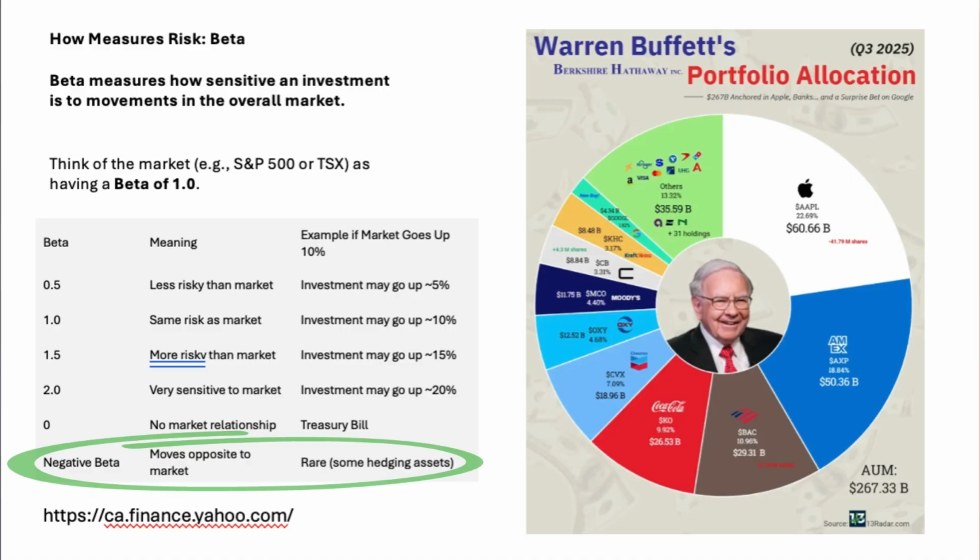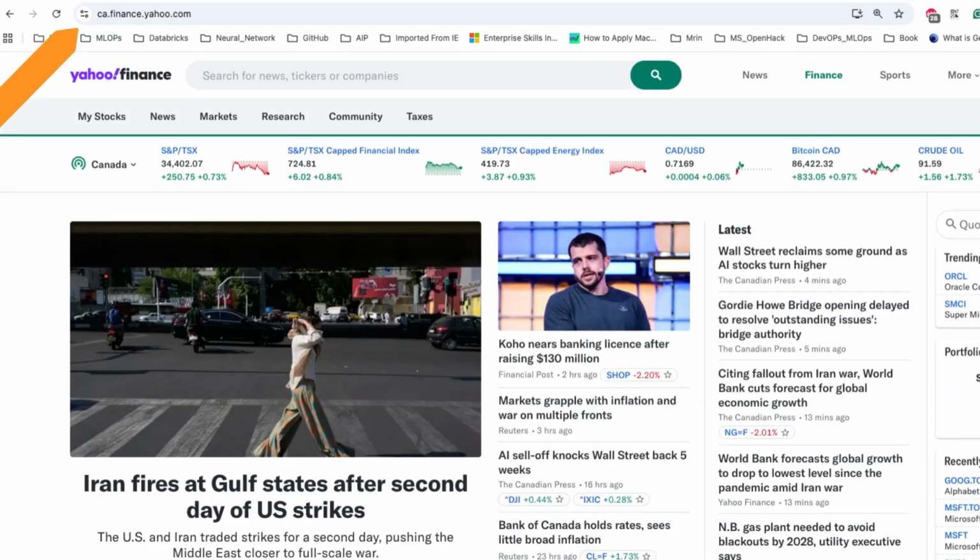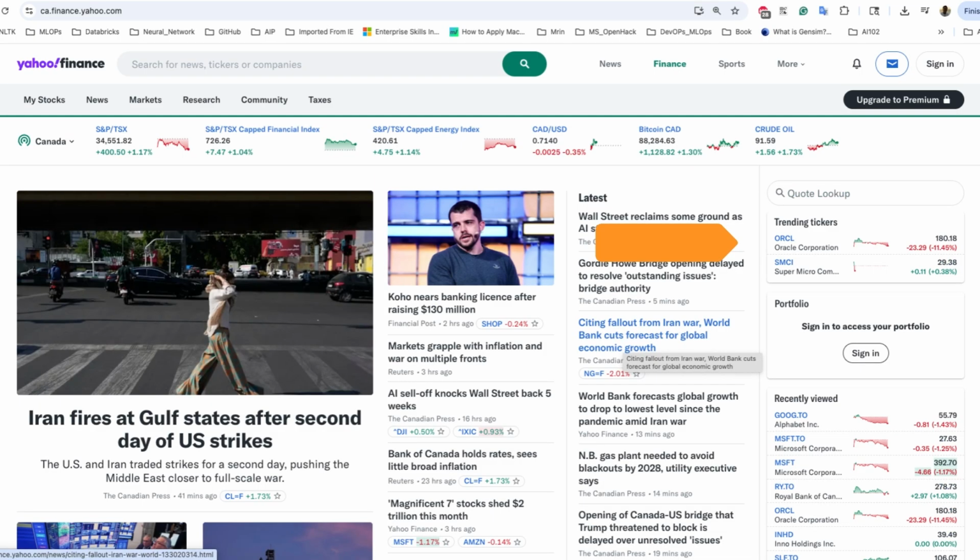But now, where can we get the beta and how will we calculate it? For each of the stocks or bonds, you can go to Yahoo Finance. You go to the Yahoo Finance link and paste it in your browser, and you open it there. Then you pick any of these stocks. Let's take Oracle.